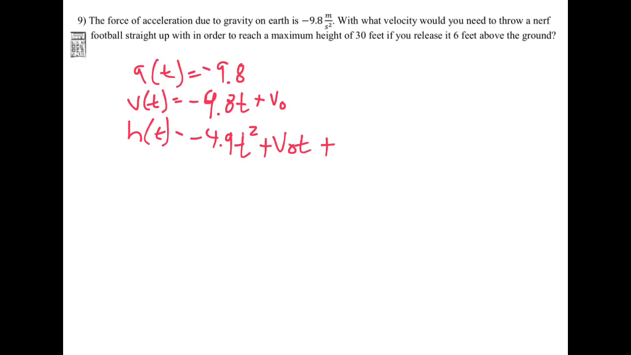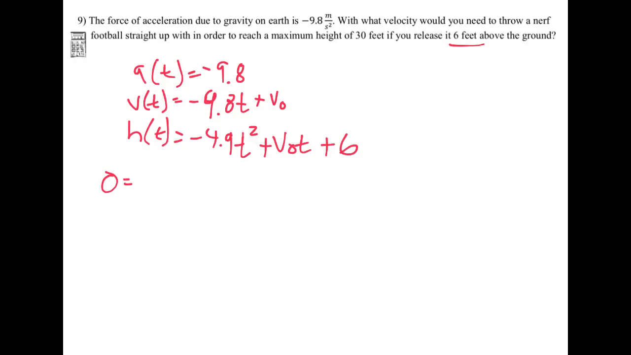And let's read the problem real quick. With what velocity would you need to throw a Nerf football straight up in order to reach a maximum height of 30 feet if you release it 6 feet above the ground? That 6 feet is telling us our starting height. So we have these equations right here. What do we know? We know when that Nerf ball reaches its maximum height, the velocity is 0.